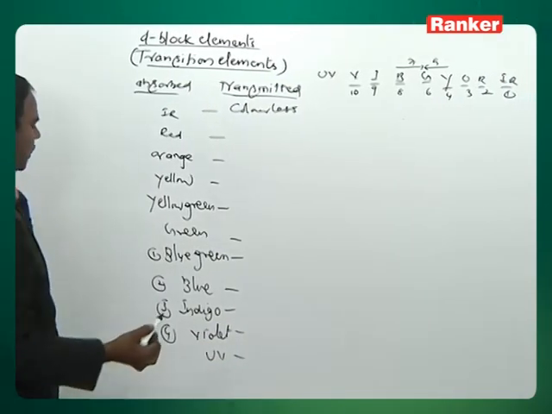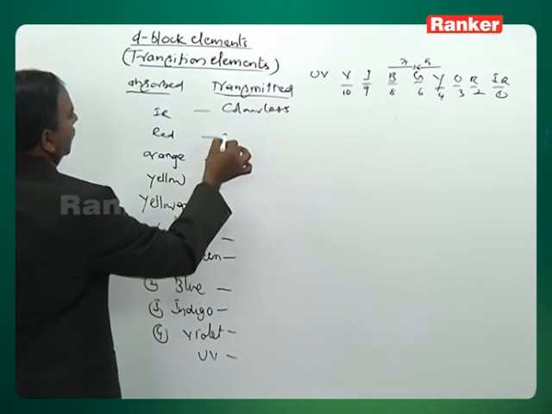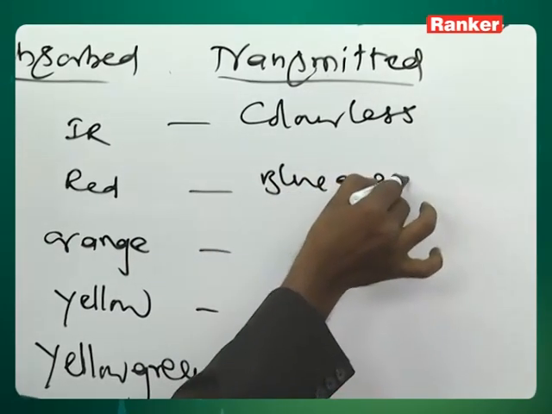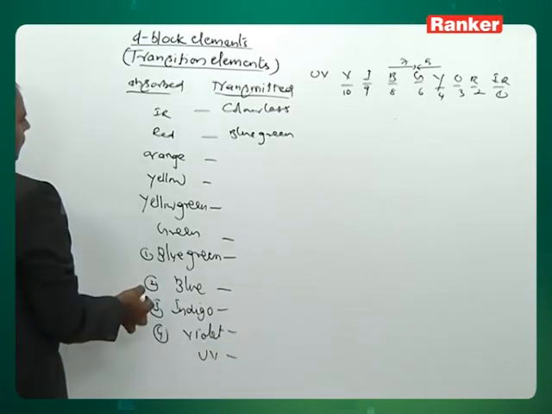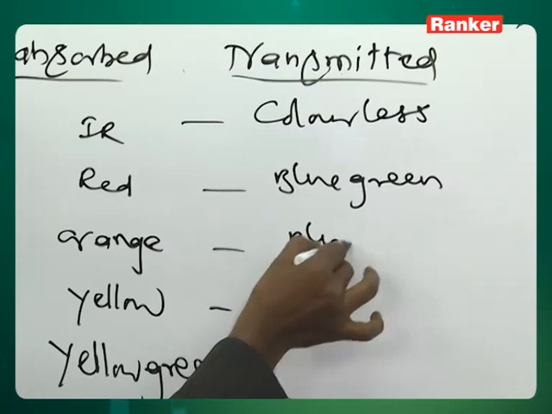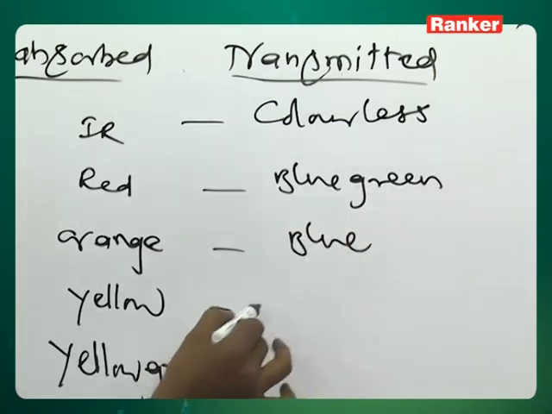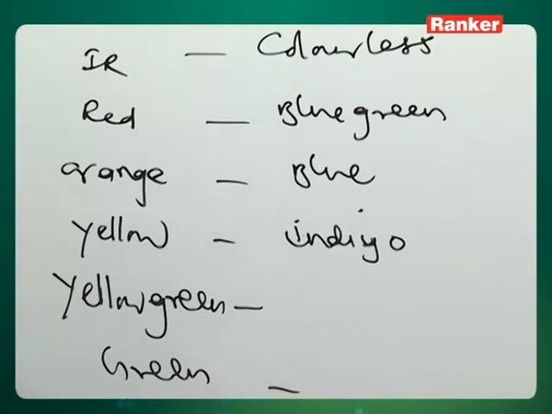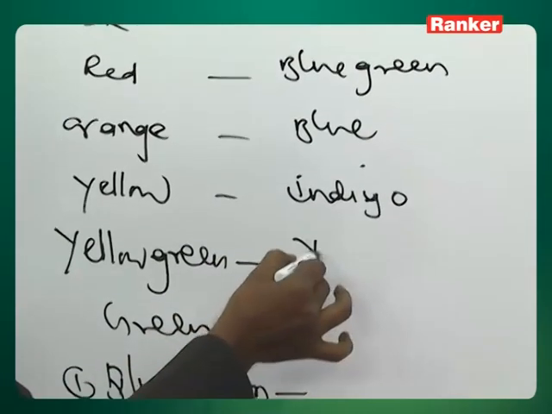Next you take red, orange, yellow, green. These particular 4 numbers are considered. If red is absorbed, blue green is transmitted. If next orange, it will be what? Blue is transmitted. Yellow, then it will be indigo. Indigo is transmitted. And yellow green, this will be violet.